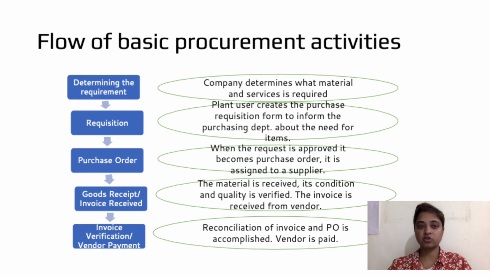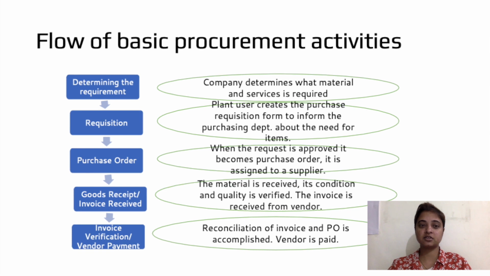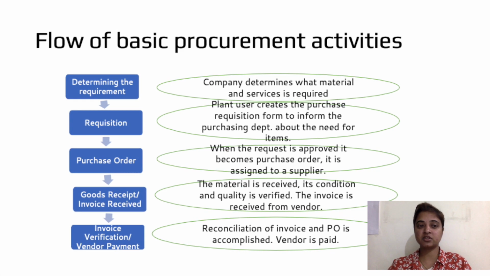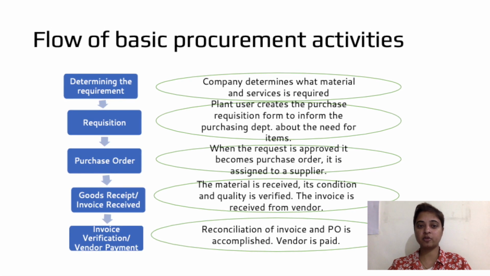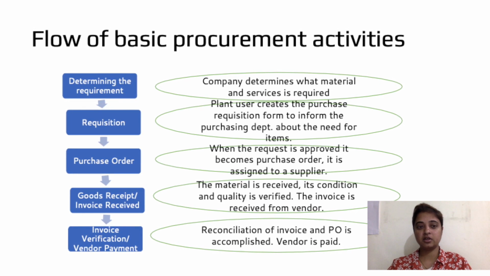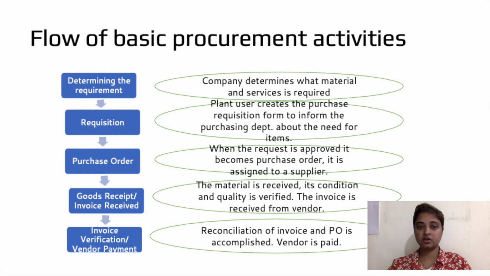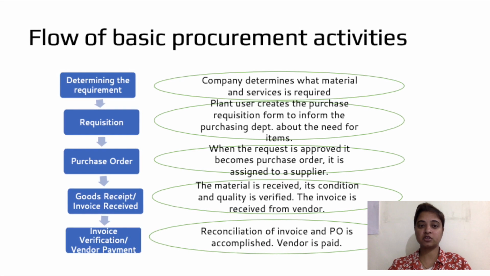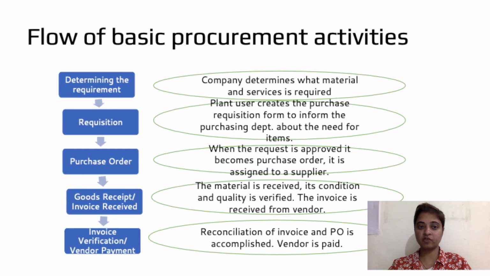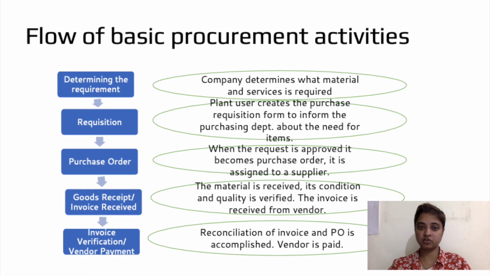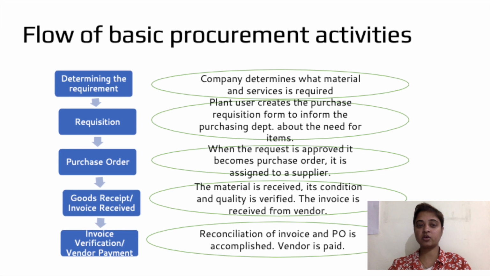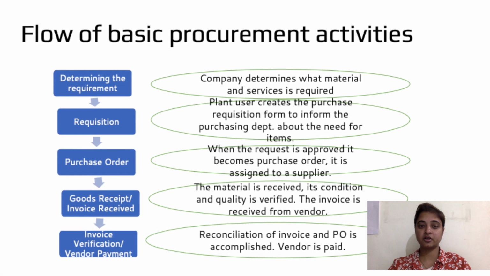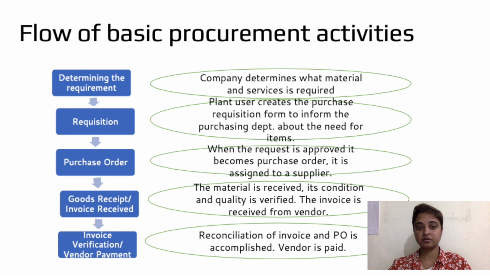Now I will discuss the basic flow of procurement activities. The first thing that happens is determining the request. That is, the company determines what materials and services are required. Then it creates a requisition, where the plant user creates a purchase requisition form to inform the purchasing department about the need for the items. Then there is a purchase order, which is created when the request is approved by the purchasing department. It is assigned to a supplier.